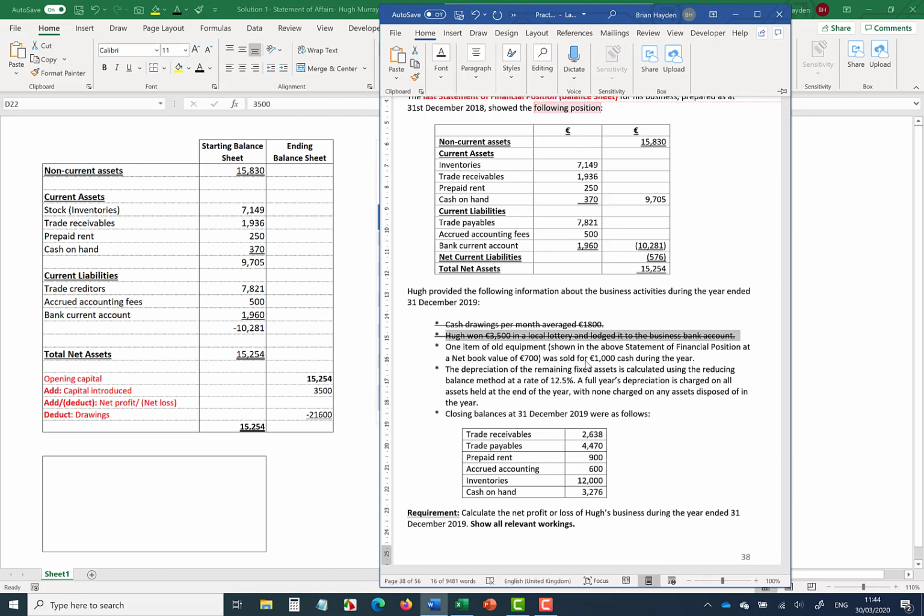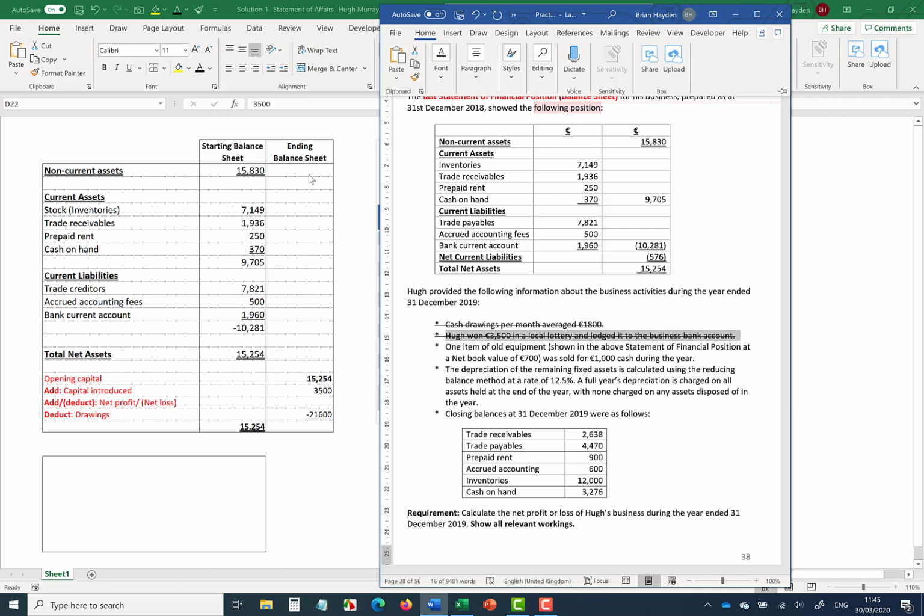Now, one item of old equipment shown in the above statement of financial position at a net book value of 700 was sold for €1,000 cash during the year. Well, that's going to affect this value here. My non-current assets have dropped by 700. There was an item in there worth €700 and it was sold. So it's a bit like asset disposal. We have to take everything about that asset out of the balance sheet.